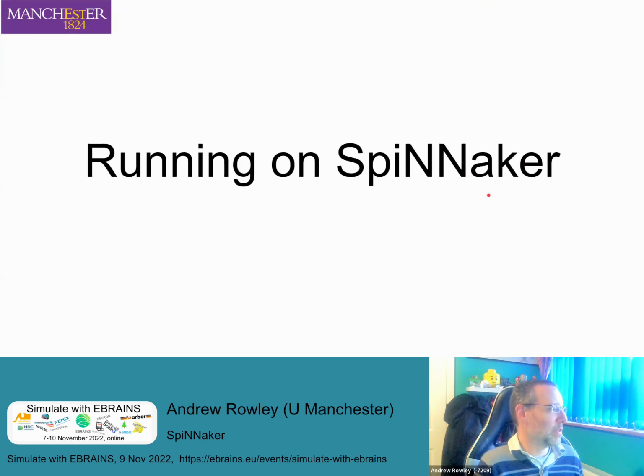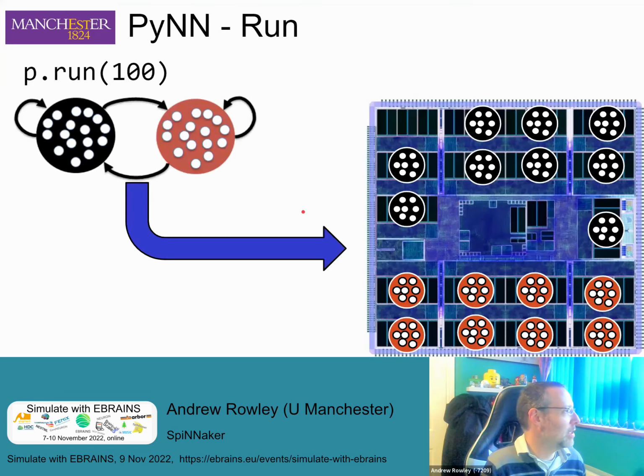Okay, so that's a lot of the sort of basics of Pine, and that will let you do quite a lot of our examples. What I will show you now is what happens when you hit the run. So once you've actually described your network, you say p.run and you specify a time in milliseconds that you want it to run, and it is in milliseconds, not time steps, so it doesn't matter what time step you set up at the start. This is always going to be in milliseconds.